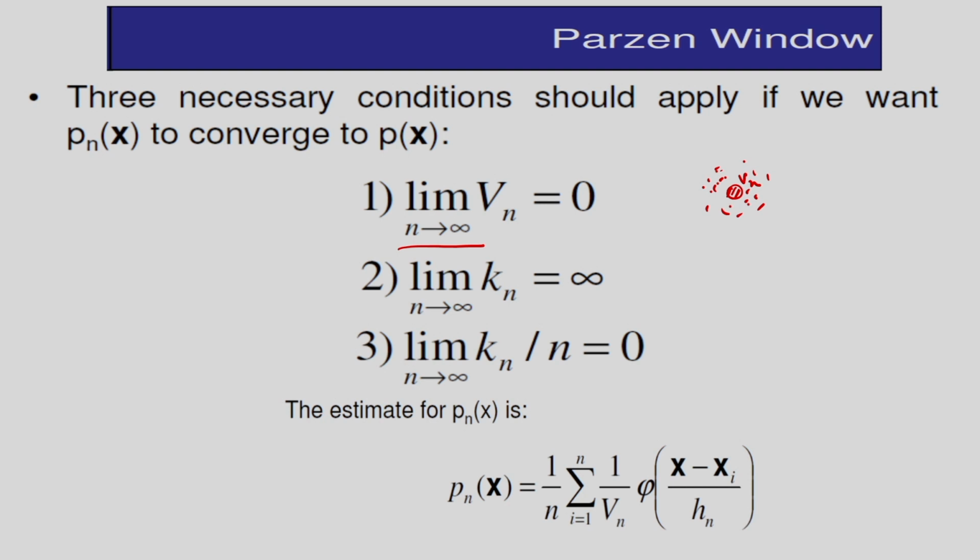The second condition is the limit of Kn is equal to infinity, as n tends to infinity. Since we have a large number of samples, the Kn will also be very large. Since n is very large, Kn is also very large. And if I consider the ratio Kn divided by n as n tends to infinity, then this ratio will tend to 0, because n is very high as compared to Kn. So, that is why the limit of Kn divided by n as n tends to infinity should be equal to 0.